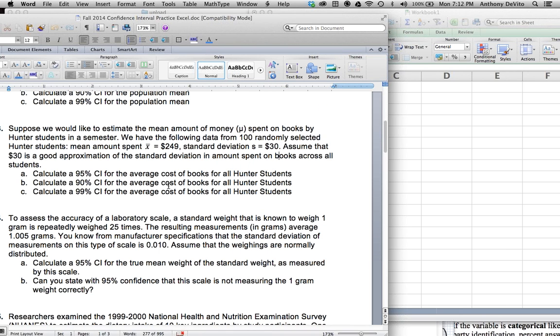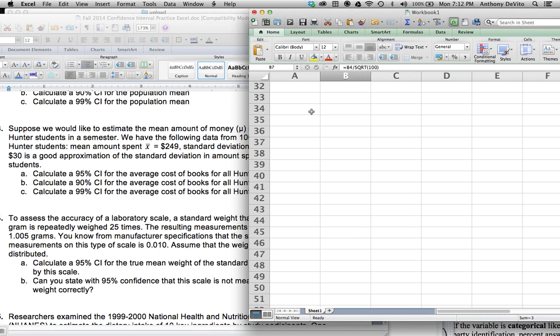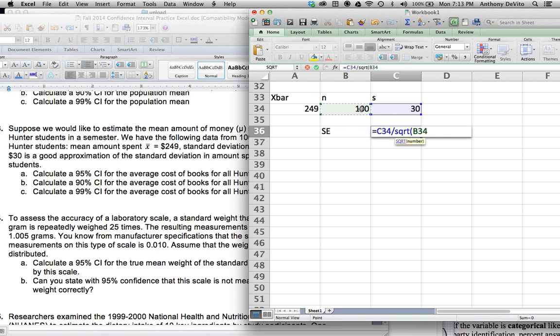Okay, so let's do it for this example. My x bar is what? 249. I'm going to use numbers, I'm not going to put dollar signs. My sample size is 100. Good. And my standard deviation, my sigma, I'll just put S, but we know I'm going to use it the same way. It is how much? 30. Okay. So now let's calculate our standard error. Our standard error is going to be equal to 30 over the square root of the sample size, 100.